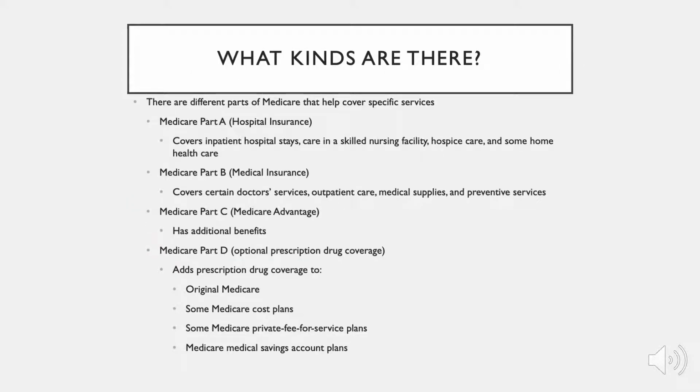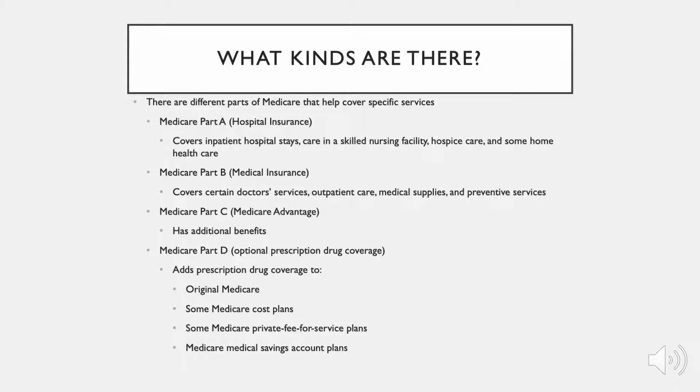Like I said, there are different types, with different coverages, and different parts that tell you what it covers. So there is Medicare Part A, which is hospital insurance, which covers inpatient hospital stays, care in a skilled nursing facility, hospice care, and some home health care. And there's Medicare Part B, which is medical insurance. This is going to cover certain doctor services, outpatient care, medical supplies, and preventive services.